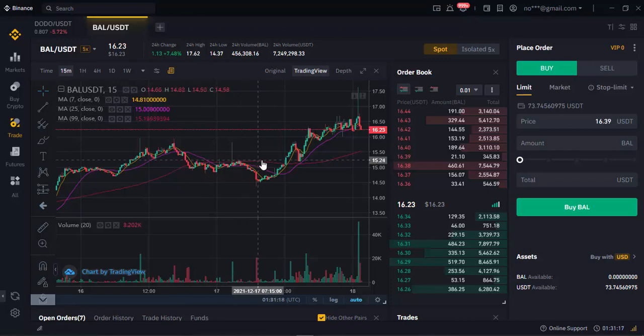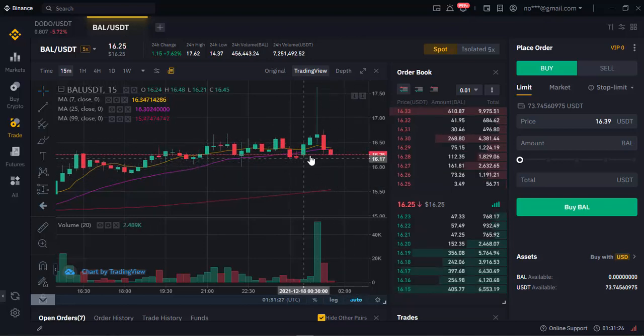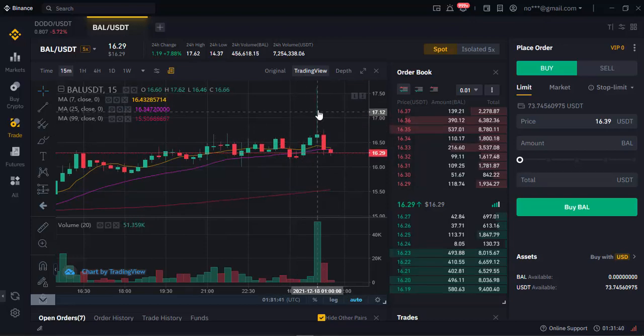Right now, let me expand this by using the mouse to scroll up. That means expanding. Now that it's expanded, this is a candle, this one is a candle, and this one is a candle. It takes 15 minutes for each of these candles to finish burning, or to complete. All these are 15 minutes.